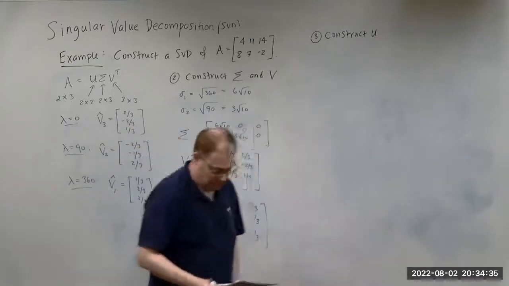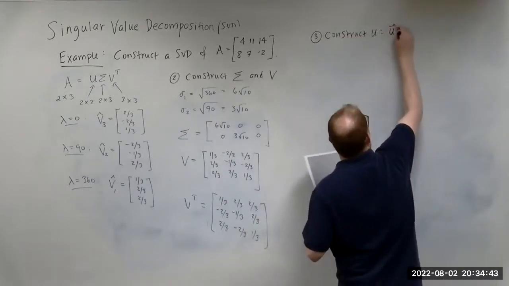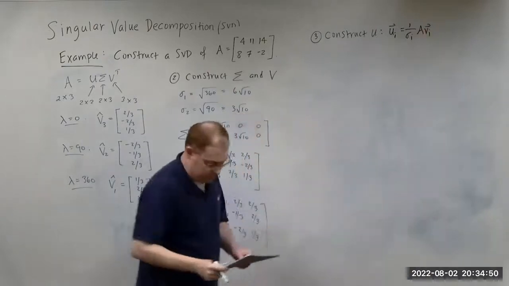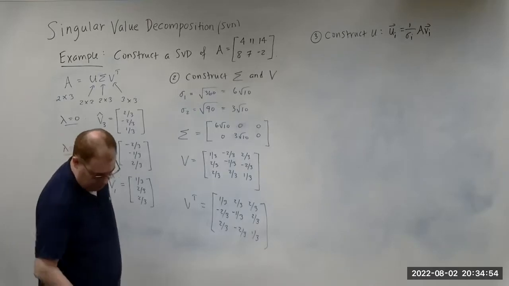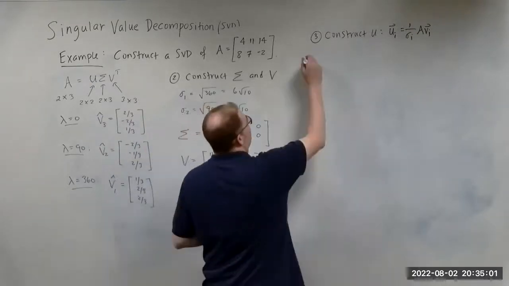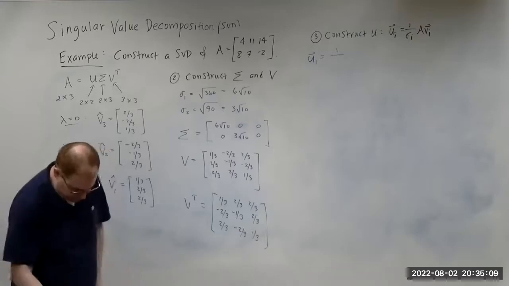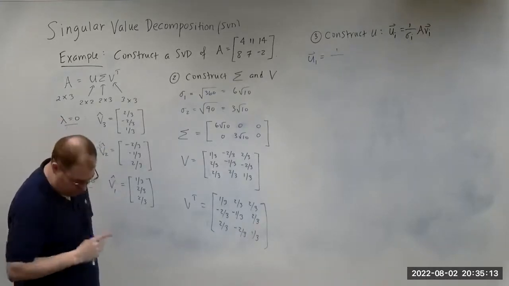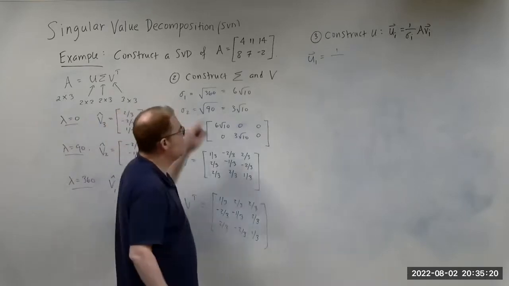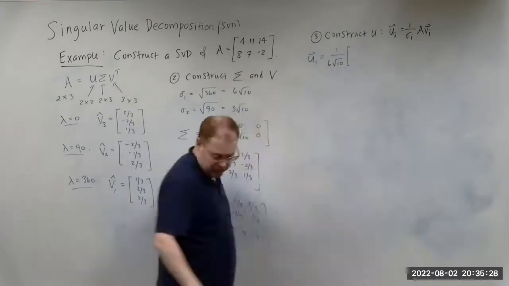And that is done by that equation that we derived earlier, which I'll write here. Okay, so let's start with U1. So 1 over sigma, we start with sigma 1. Sigma 1 is going to be this one. So 1 over 6 root 10 times A acting on B.